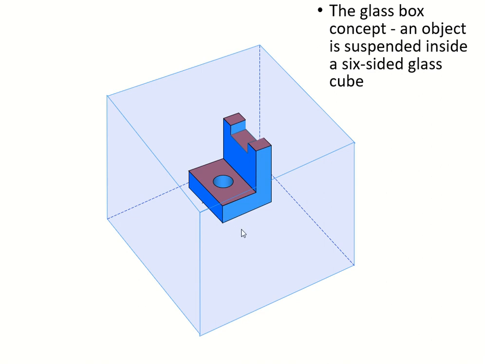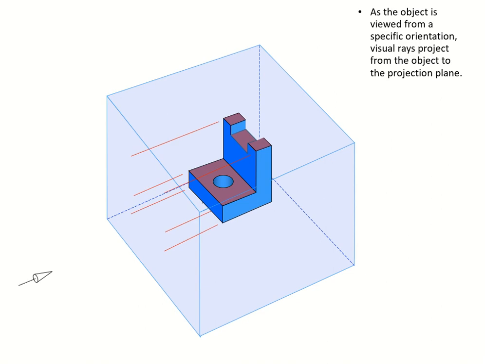You have 6 sides of this cube, and we take it that there is an object suspended inside of this box. And of course, since we're imagining, let's take this box as a transparent box, and we call it a glass box because we can clearly see the object inside of it. Then we're going to view the object inside of the box from a specific orientation, from this direction.